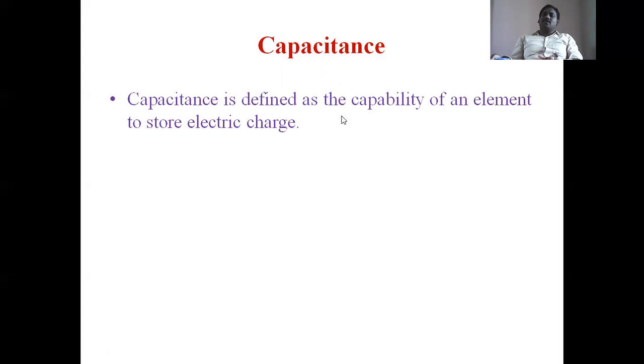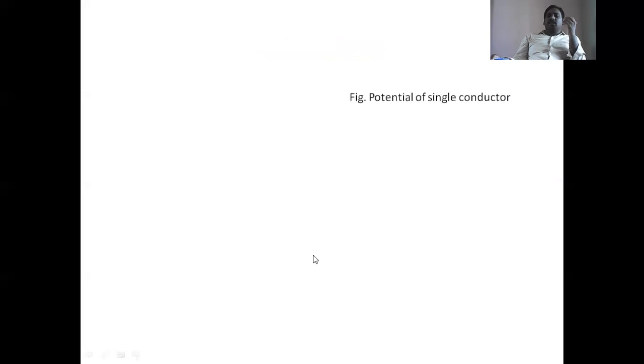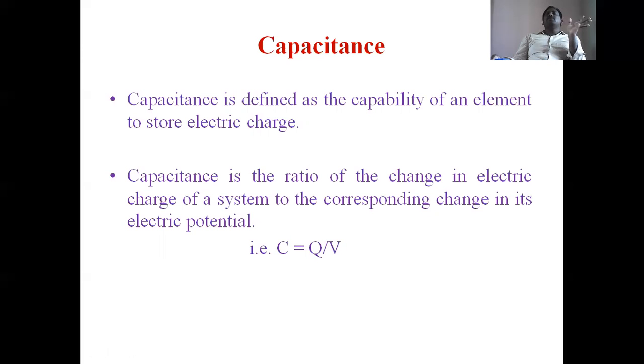Right, so here the energy stored per unit voltage is called its capacity, and that capacity is called capacitance. Capacitance is defined as the capability of an element to store electric charge. That's why capacitance is the ratio of the change in electric charge of a system to the corresponding change in its electric potential. That is, C is equal to Q by V. That means in order to calculate capacitance, first we have to calculate the electric potential. First thing is that we have to determine the potential.